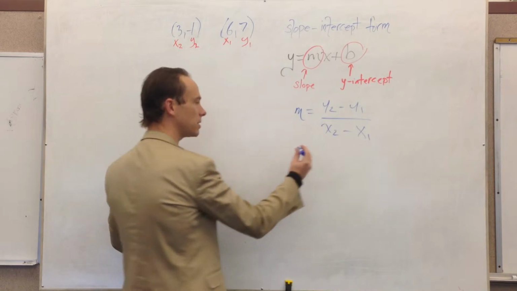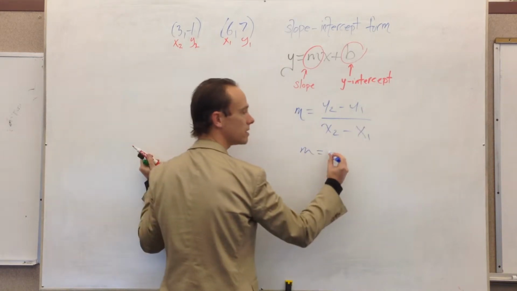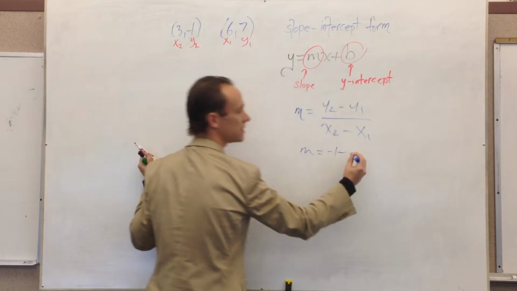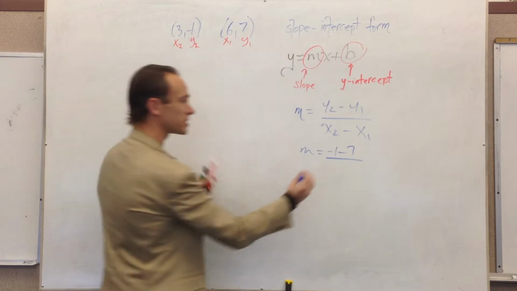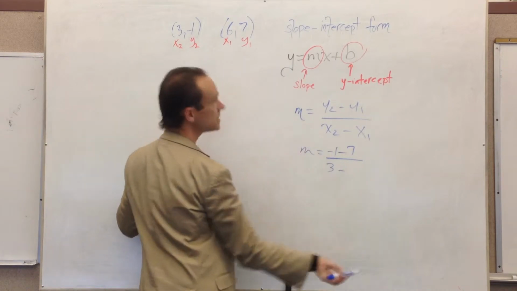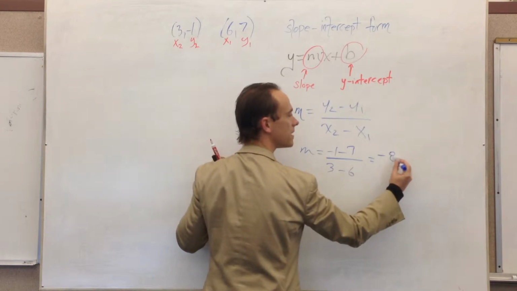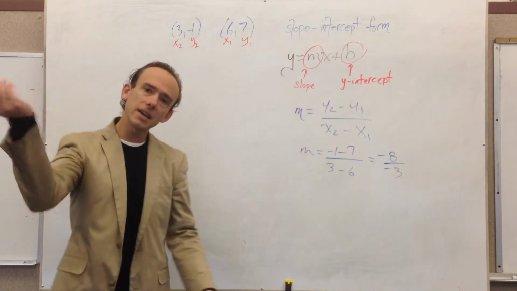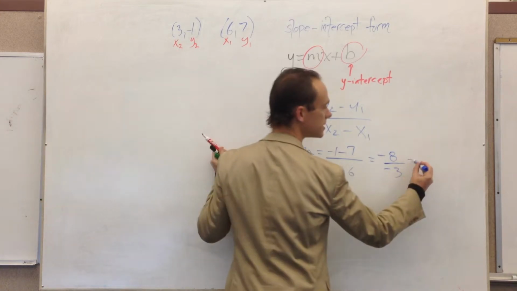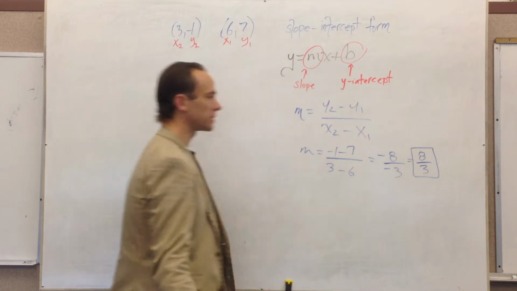So let's get it. I got m is equal to y2, which is -1, minus 7, all of that over x2, which is 3, minus x1, which is 6. That gives me -8 over -3. Negative divided by negative is positive, so that gives me 8 over 3.